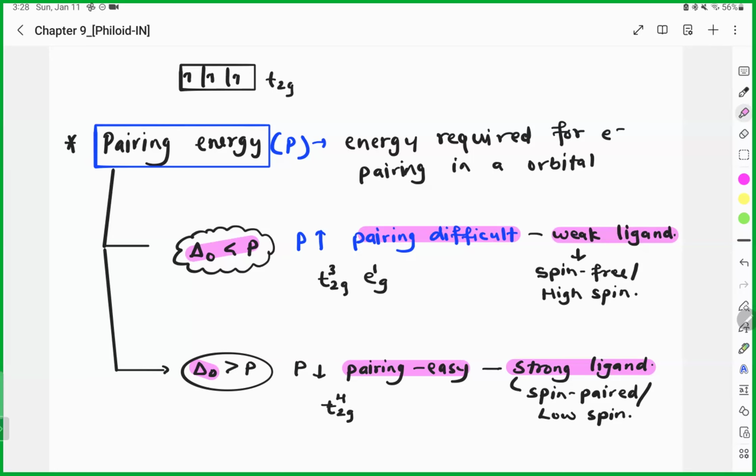Any doubt, guys? This is the most important factor in the crystal field theory: pairing energy. If pairing energy is too much, it means pairing will not happen. Pairing does not happen in case of a weak ligand. If pairing energy is very less, it means pairing can happen easily. It means it is a strong ligand. Understood?